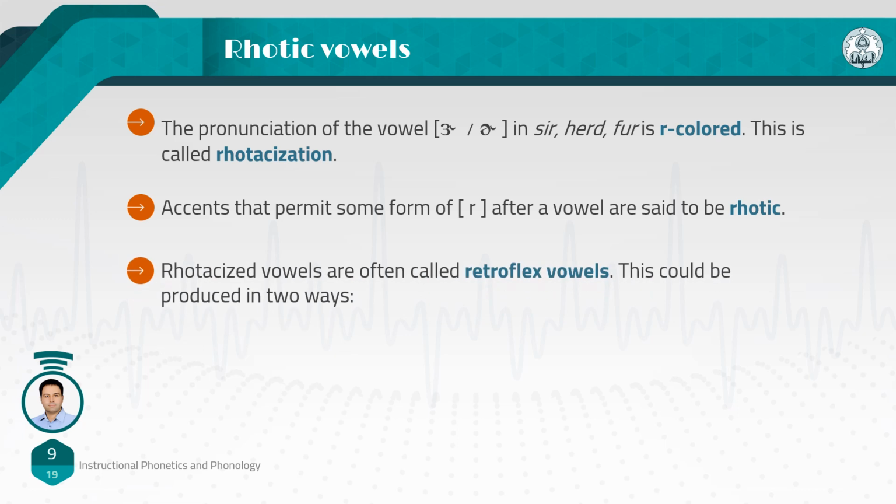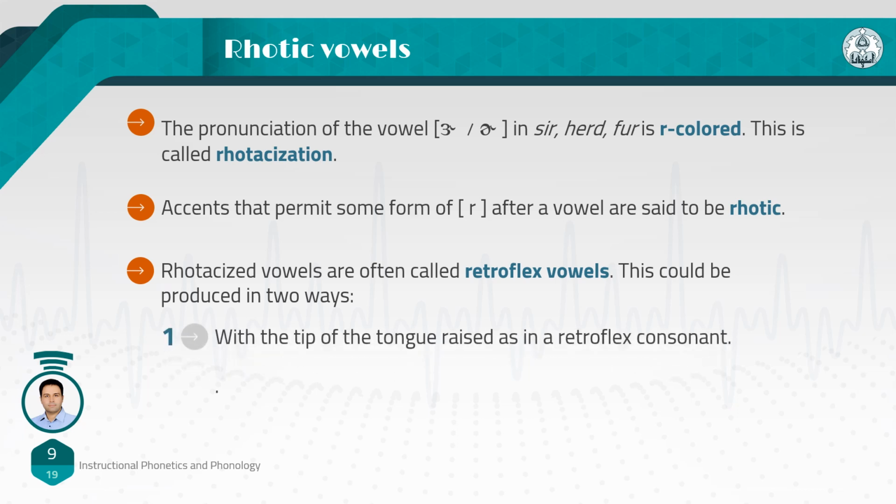Rhoticized vowels are often called retroflexed vowels. Do not mix it with the retroflex consonant we had before. This is a retroflexed vowel. This could be produced in two ways, one of which is this, with the tip of the tongue raised as in a retroflex consonant, and number two with the tip down and a high bunched tongue position. I'll show it in the next slide.